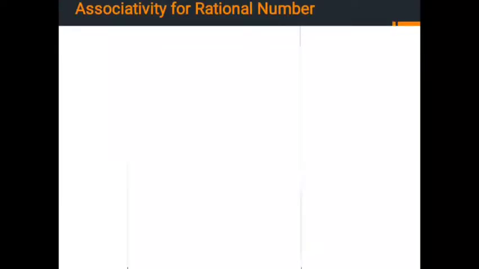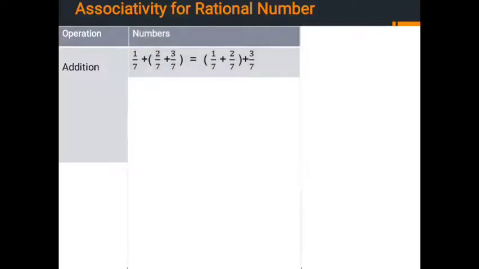Let's check associativity for rational numbers now. When adding more than two rational numbers, it does not matter which two numbers you add or group at a time. Let's take an example here. 1 upon 7 plus (2 upon 7 plus 3 upon 7) equals (1 upon 7 plus 2 upon 7) plus 3 upon 7. Let's check if both the expressions are equal or not.